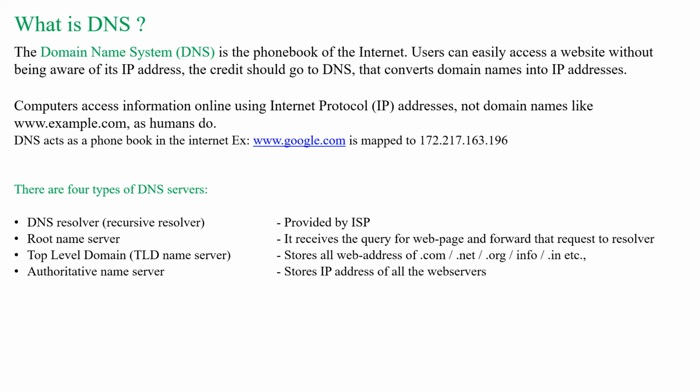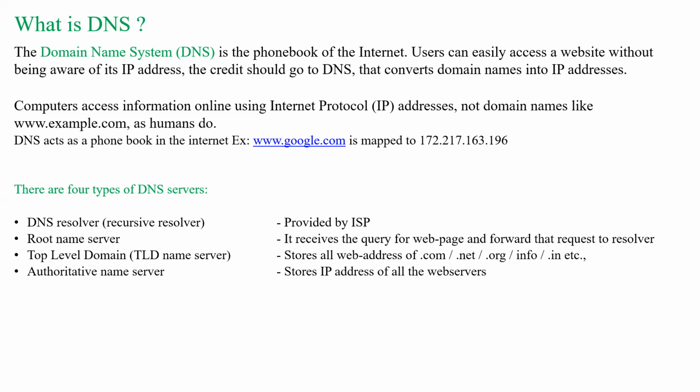As humans, we use google.com, microsoft.com. We provide the domain name directly. We do not provide the IP addresses. These IP addresses are only recognized by the computers. They do not understand the domain name that we provide in the web browser, like google.com, amazon.com, microsoft.com, etc.